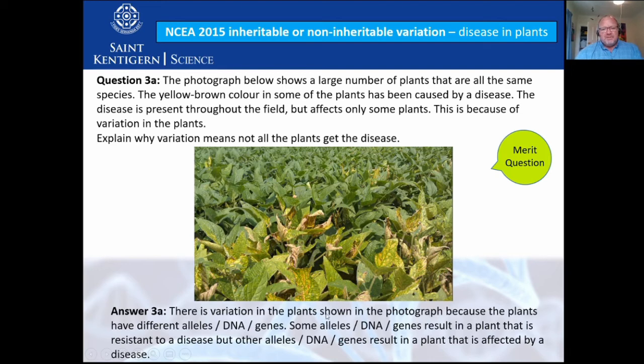There is variation in the plants shown in the photograph because the plants have different alleles, DNA and genes. Some alleles or DNA and genes result in the plant having resistance to the disease, but other alleles, DNA or genes result in the plant being affected by the disease. And that's your answer for merit. We have more resistance over there and not over here because they have different alleles. That's all.